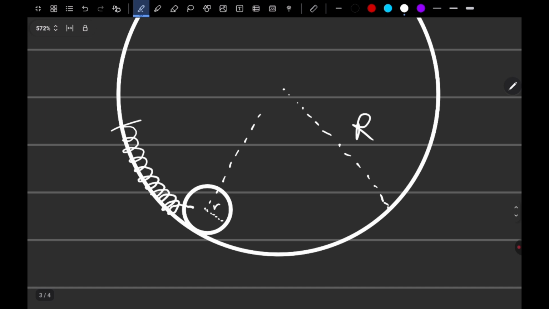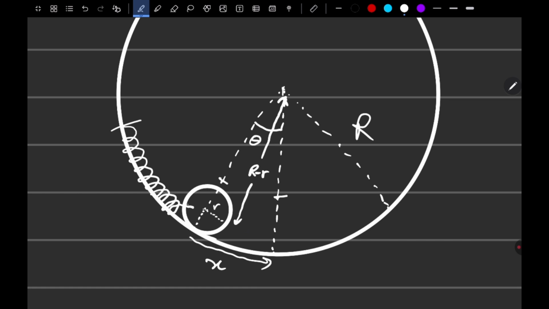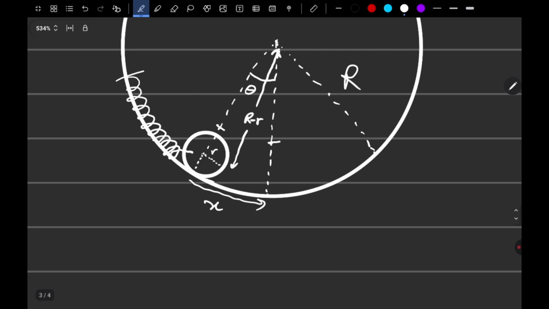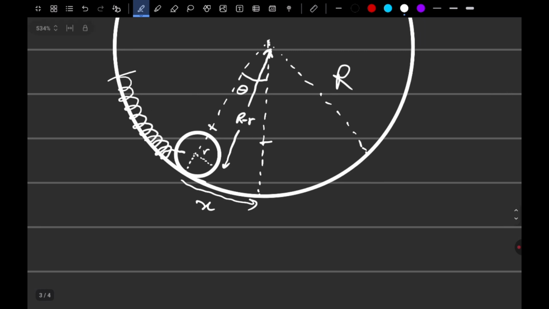Now we'll try to find out the kinetic energy and potential energy of the system. So this total distance is R, this total distance is also R, so this much distance is equal to R minus r. Fine. Let this angle be theta. Let's say the disk rolls from this point to this point. So this is going to be your x, the elongation of the spring.